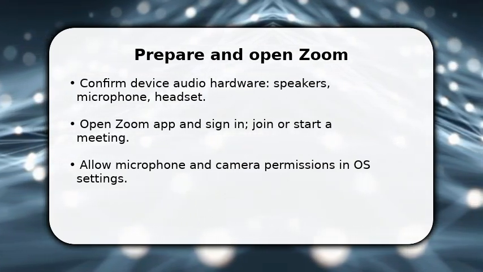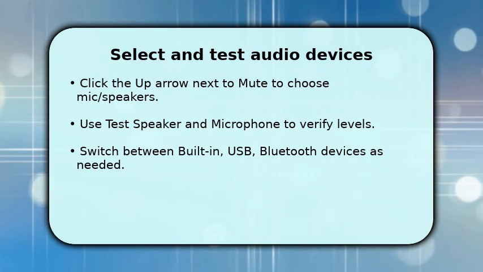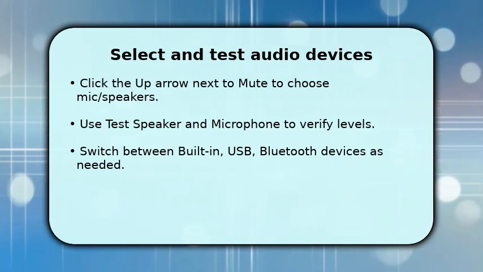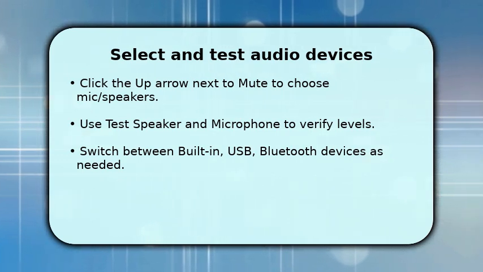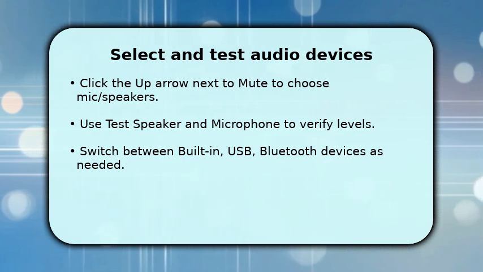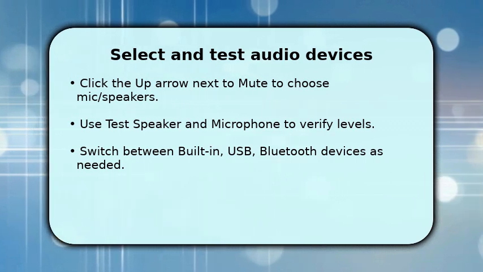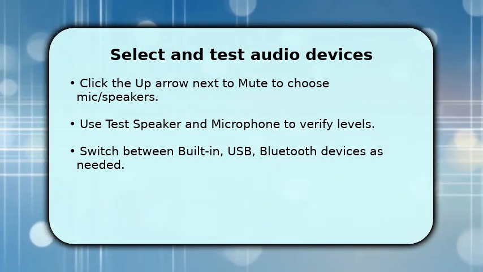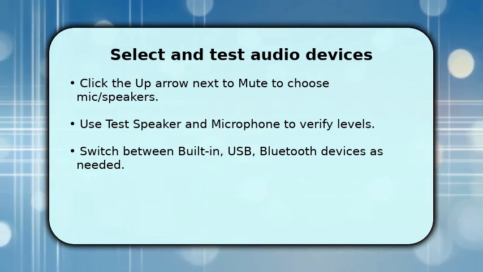Now you'll pick and verify the exact audio devices inside the meeting. Click the up arrow beside mute to open microphone and speaker choices. Select the device you physically connected. Then choose test speaker and microphone so Zoom plays a sound and records you back. This confirms routing and volume. If audio is low or missing, switch to an alternate device such as USB or Bluetooth to isolate hardware issues.